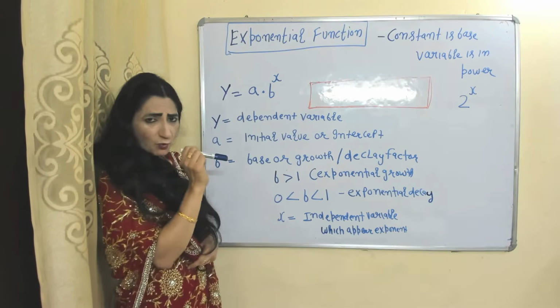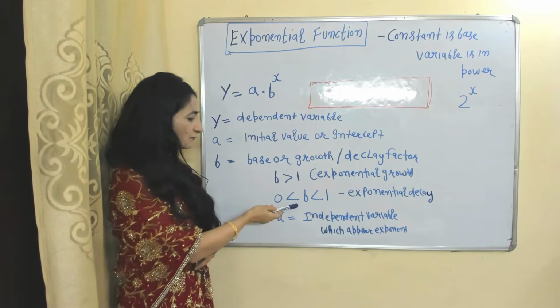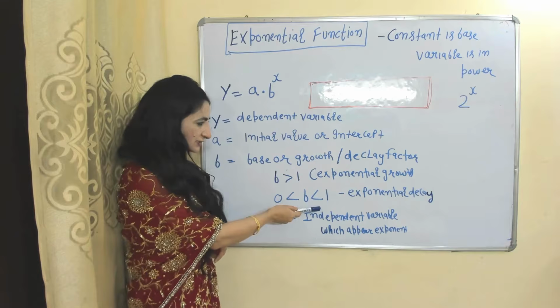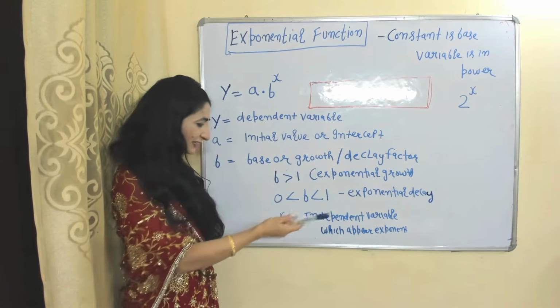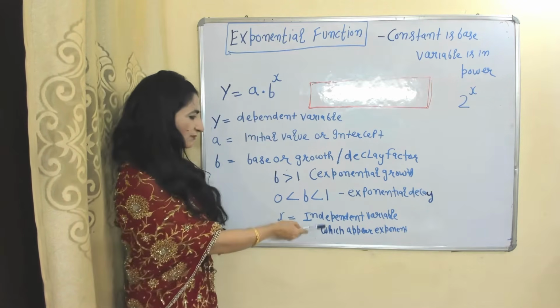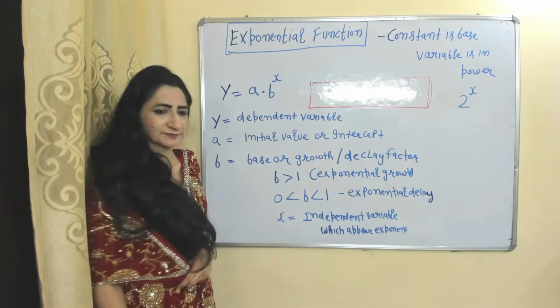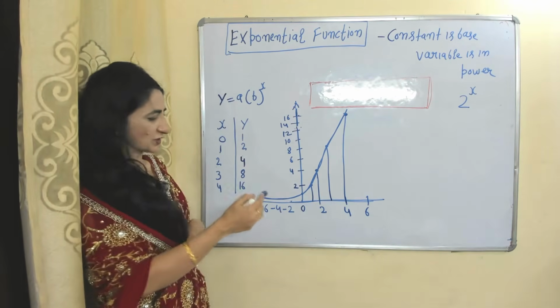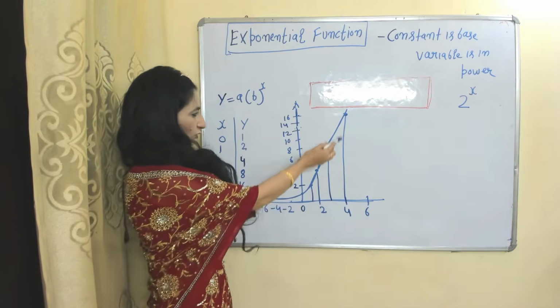When B is more than 1, it shows exponential growth. When B is more than 0 but less than 1, it shows exponential decay. X is the independent variable which appears as an exponent. This is the graph of an exponential function. It starts from the negative side and moves upward.